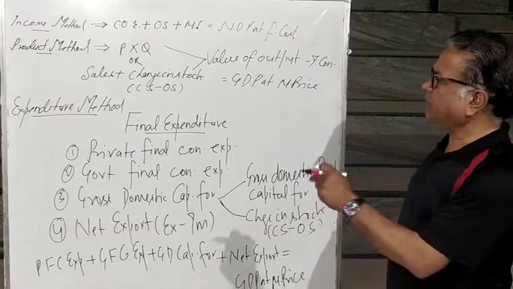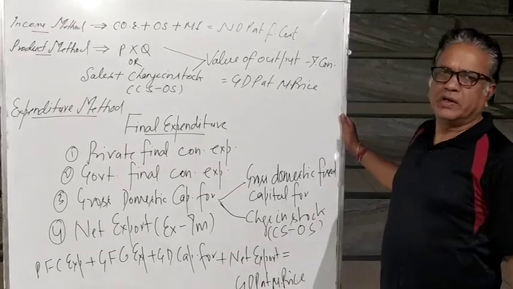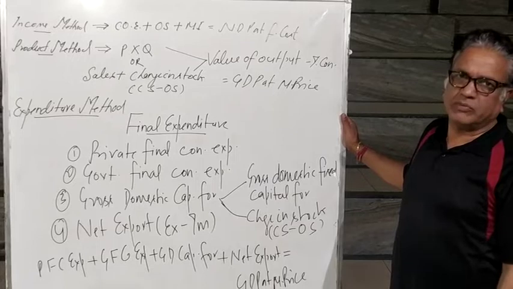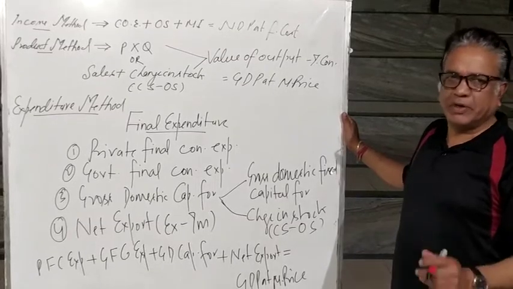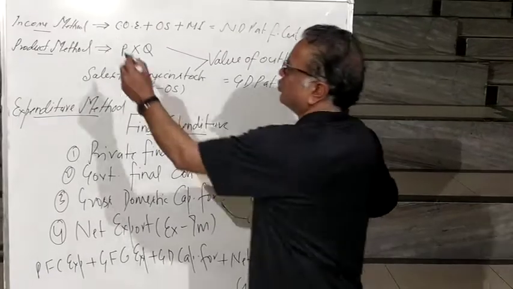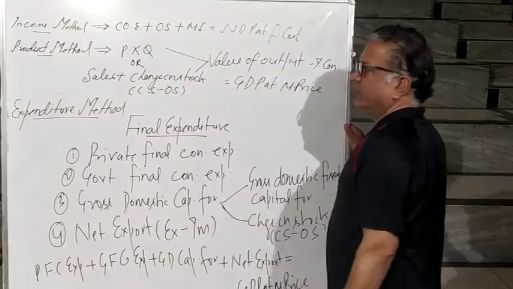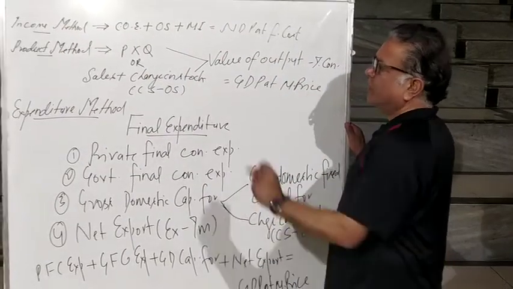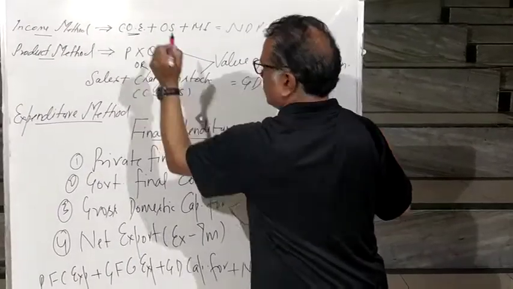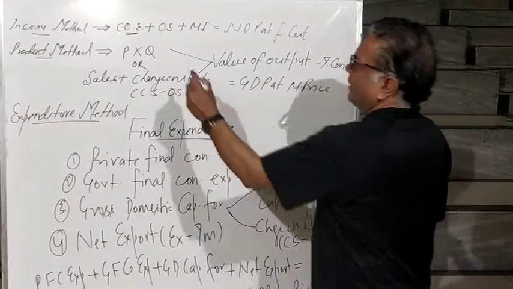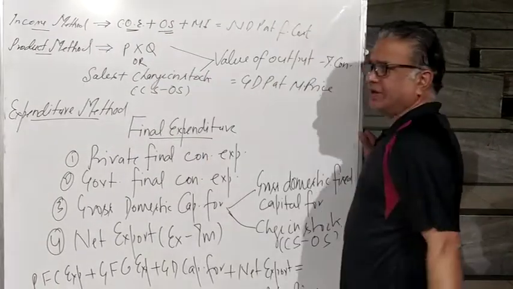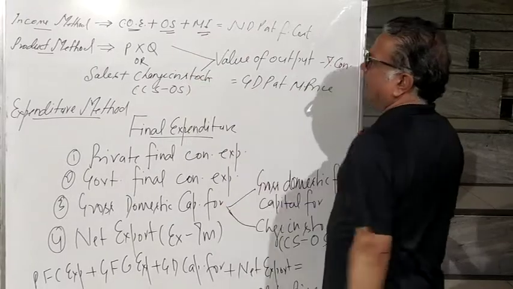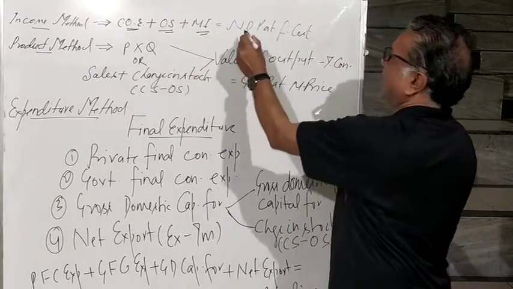Dear student, we will continue with the measurement of different aggregates of national income through the three methods. In the previous video, we have worked over the two methods. One is income method. What we do in income method? First, we calculate compensation of employees. Then we calculate operating surplus and then mixed income. And by adding these three, we get NDP at FC.